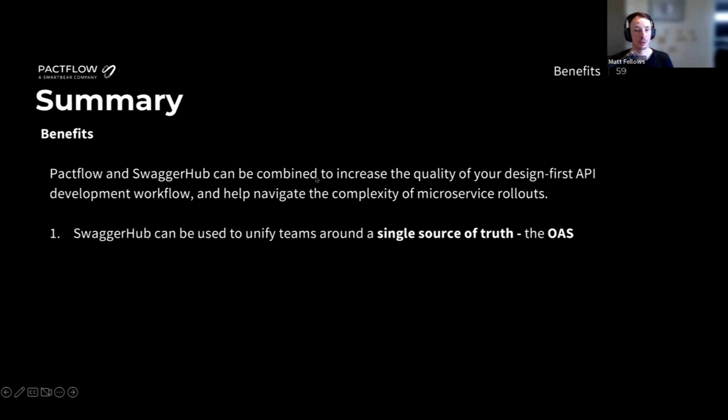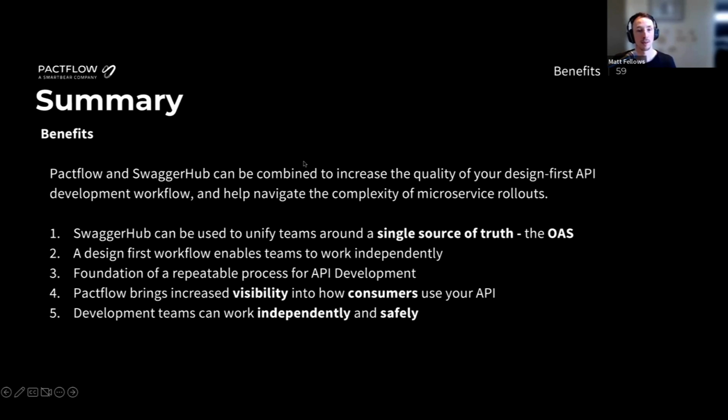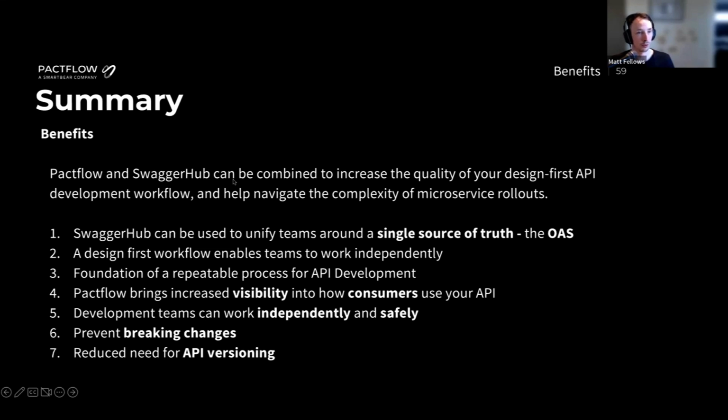Specifically, SwaggerHub can be used at the starting point here to unify teams around that single source of truth, which is the OpenAPI spec. We learned that a design-first workflow enables teams to work independently. And it's essentially the foundation of this repeatable process for API development. We saw that Pactflow brings that increased visibility into how consumers use your actual API, and specifically enables us to work safely as well as independently. Because we can work safely, we can prevent these breaking changes from going out to production, and hopefully we can also reduce that need for API versioning, so you avoid having to maintain these different versions of software to get through it all.